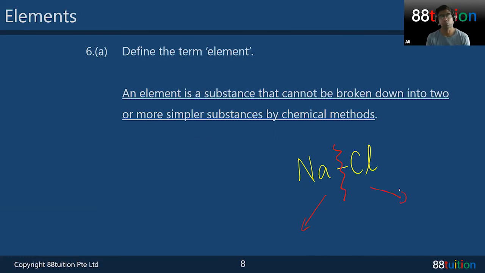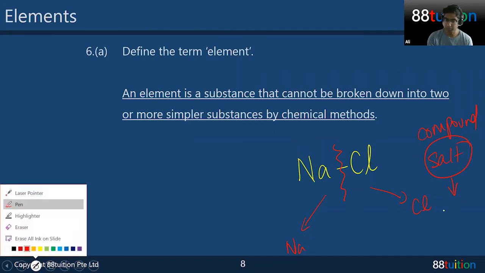And then you try to break sodium further down, you can't break it anymore. That means that's the simplest element, sodium, and there's the simplest element, chlorine. Therefore, there are two elements in the sodium chloride compound, which is a compound. When you break them up and they can't break into anything else, they become elements.